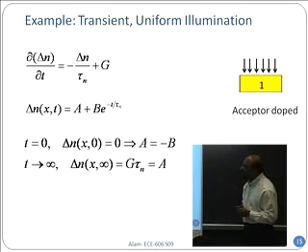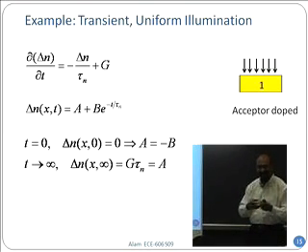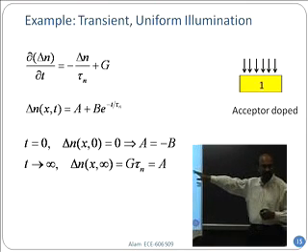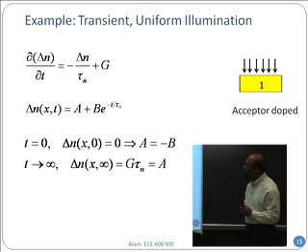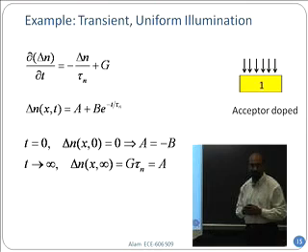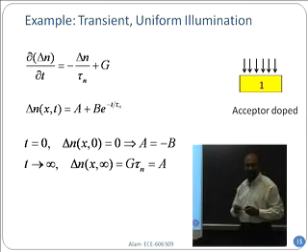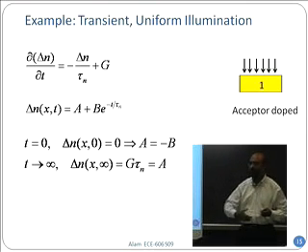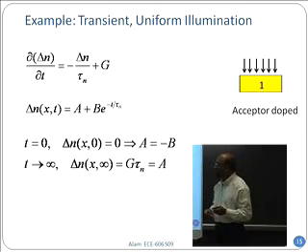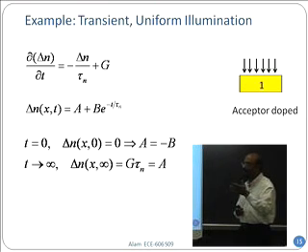Now I have delta n of x comma t. I shouldn't really have to put an x there, right? It's uniform. So I really didn't need that for the time being. But I just wanted to make sure that I put the boundary conditions in here. So what are the boundary conditions? At time t equals 0, what is delta n? No light. Delta n is 0, because I haven't started generating any carriers. And so if delta n is 0 at t equals 0, then a plus b must be equal to 0, and a is equal to minus b.